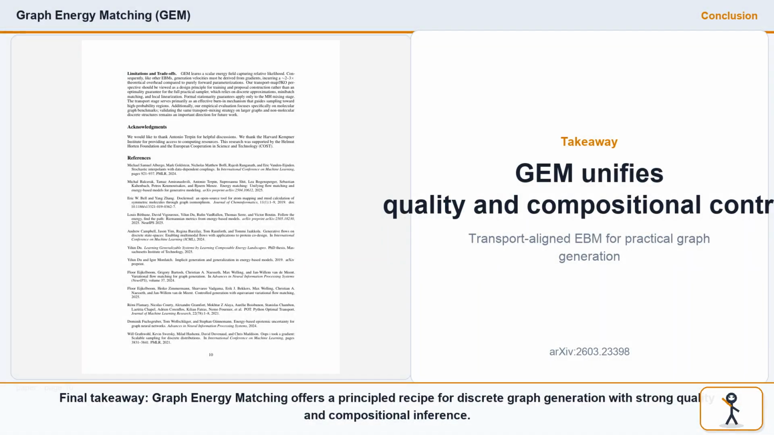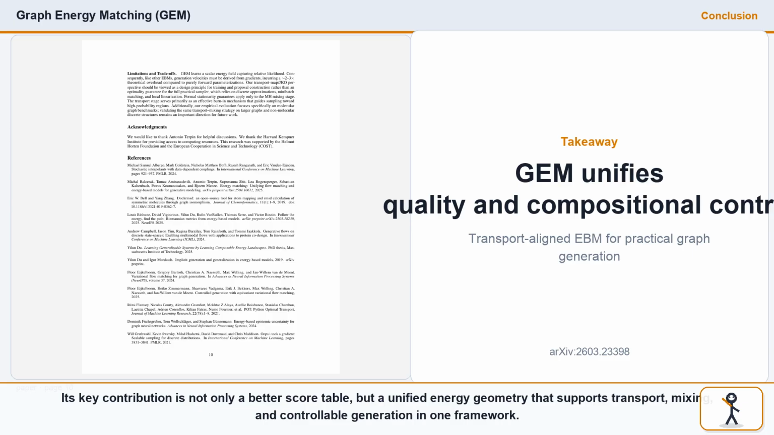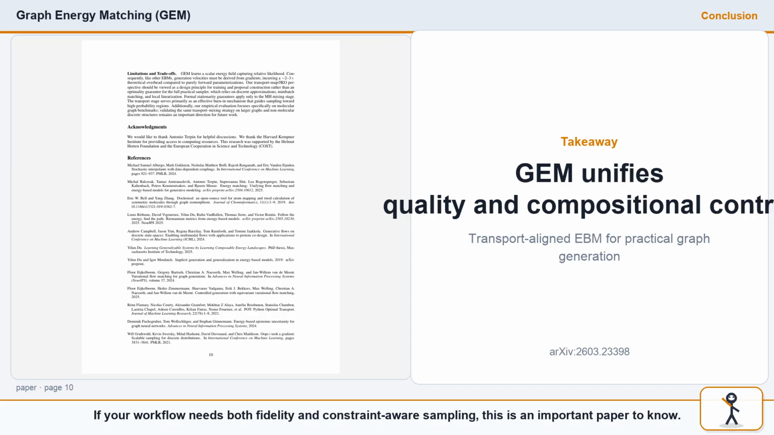Final takeaway: graph energy matching offers a principled recipe for discrete graph generation with strong quality and compositional inference. Its key contribution is not only a better score table, but a unified energy geometry that supports transport, mixing, and controllable generation in one framework. If your workflow needs both fidelity and constraint-aware sampling, this is an important paper to know.